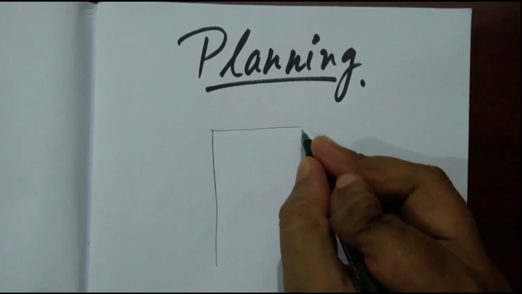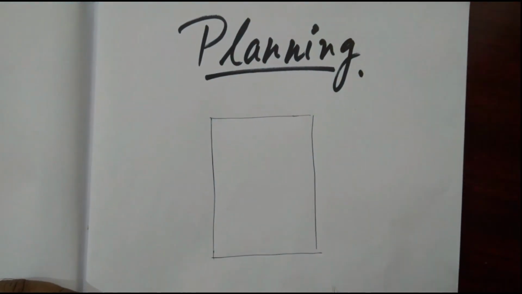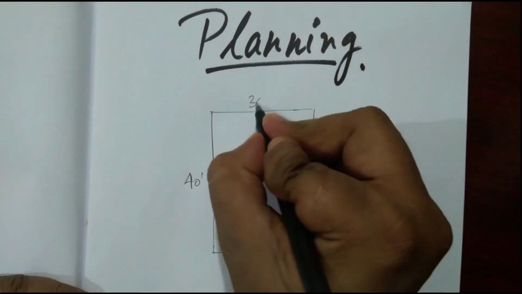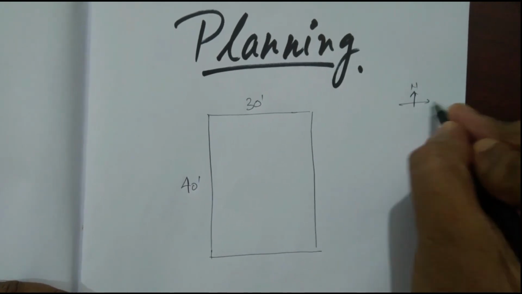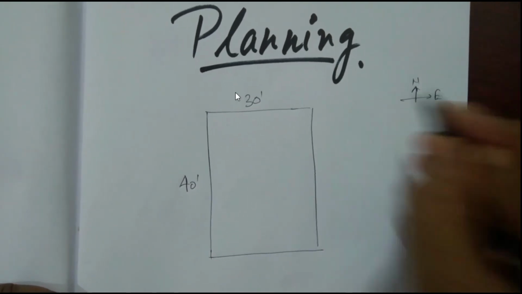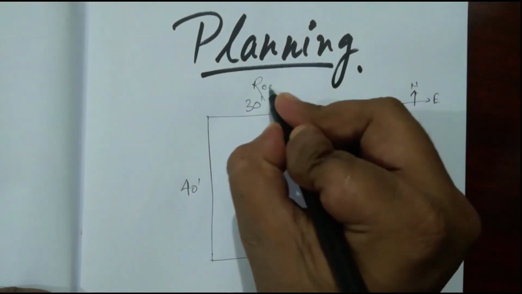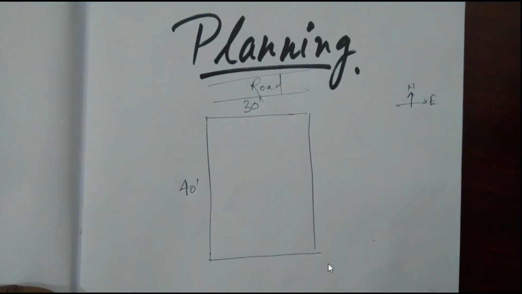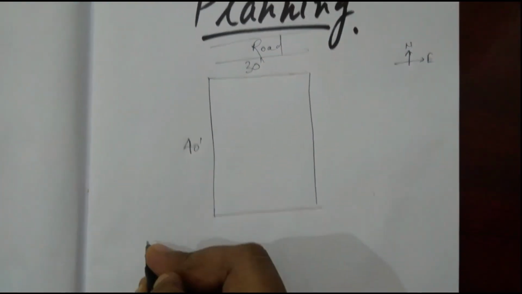Suppose we have a plan here, and we'll also give the dimensions and the directions. Let us take the dimensions as 40 feet by 30 feet. Let us say it is a north facing plot, so the road is along the north side. So the plot size is done.